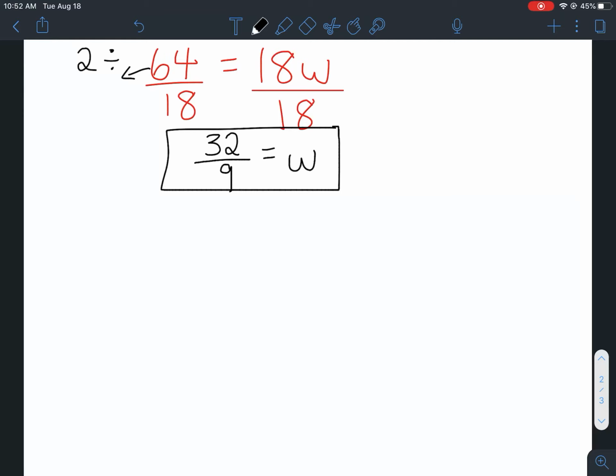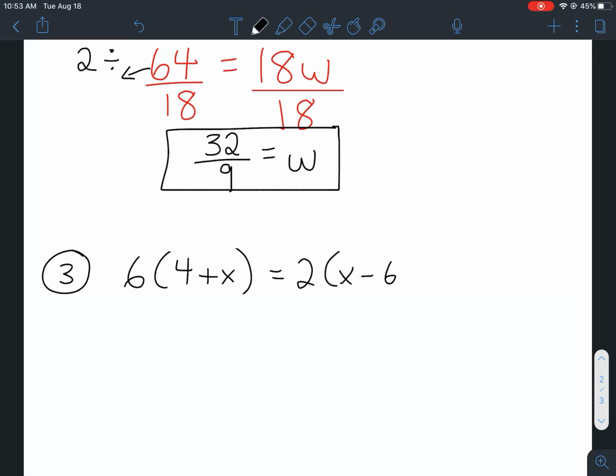Okay, so 2 more problems here. On this problem right here, we see that we now have parentheses. Anytime you have this number outside the parentheses, you have to make sure you distribute that to everything that is inside the parentheses. I'm drawing these arrows to represent multiplication. So if I do 6 times 4, I have 24. And then if I do 6 times x, I have 6x.